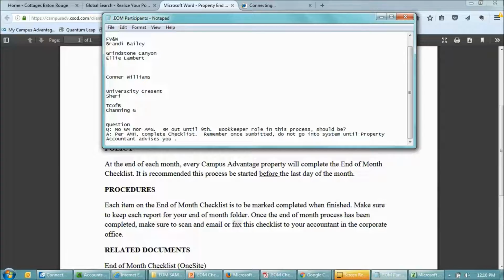But if anybody does not have a GM right now, and they're doing the checklist, just make sure that you let your accountant know that that's the case when you email them and give them your checklist. Because then the accountant will know that they need to contact the regional to start working on financials, and they'll also know to email you to let you know that you can get back in the system.